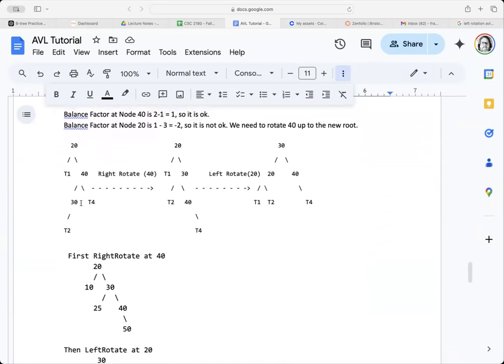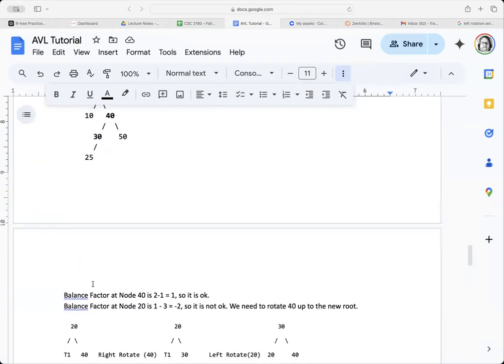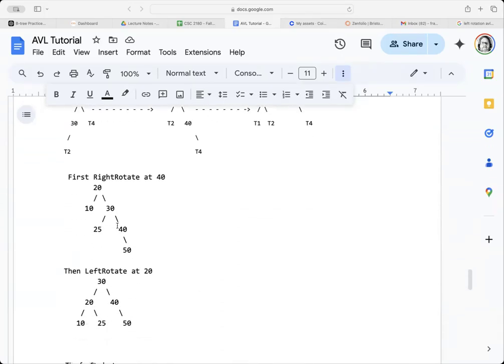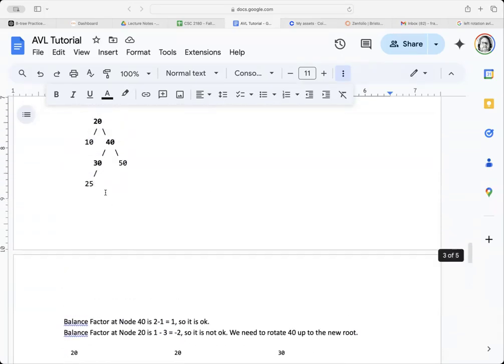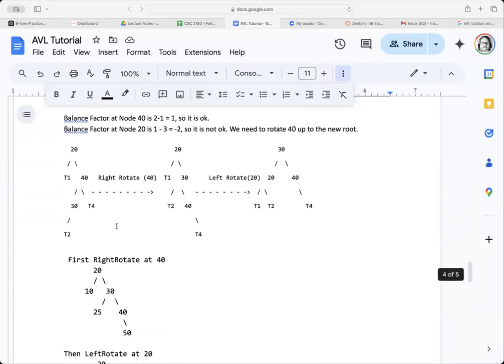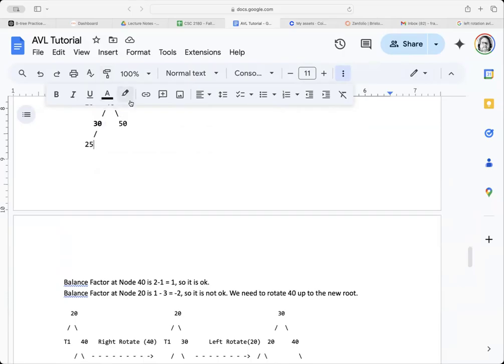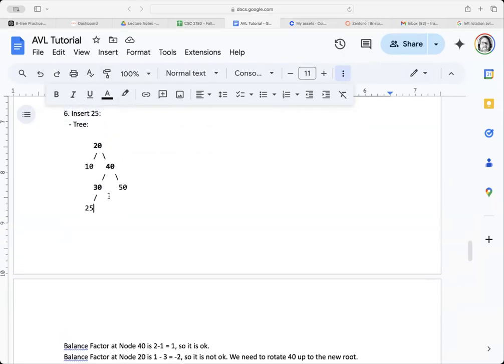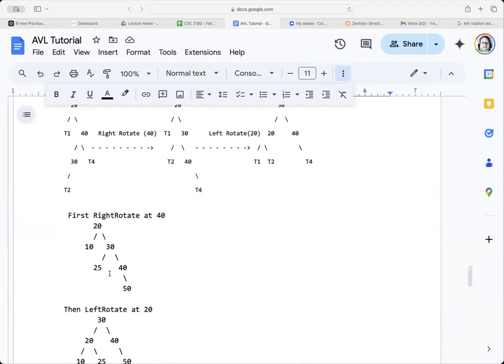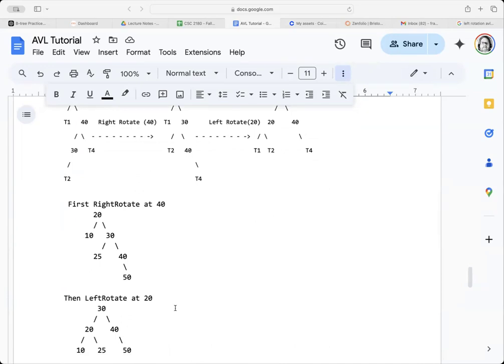So our first rotation is going to be to move this one over to straighten it out. We do that by moving the 30 up to the 40, into that spot. That pushes the 40 down. The 30 still has a 25 to the left. The 40 still has a 50 to the left, and we're good. We haven't fixed things. Our balance factor at 20 is still -2.